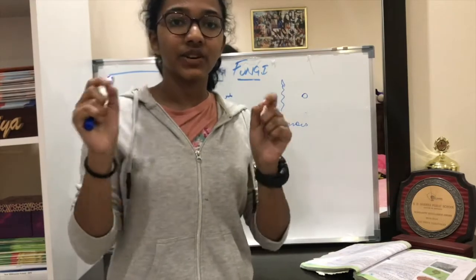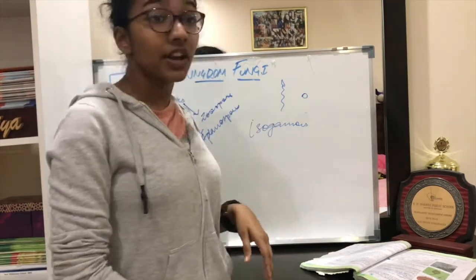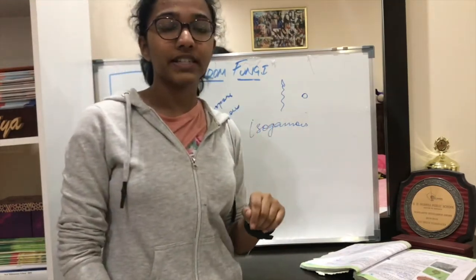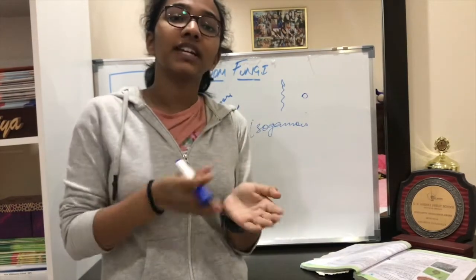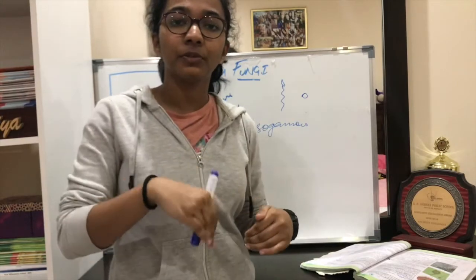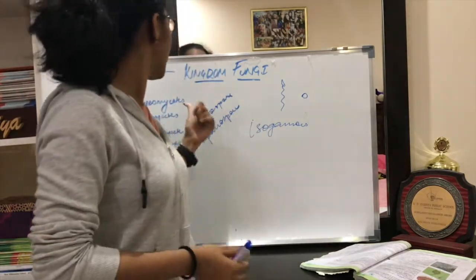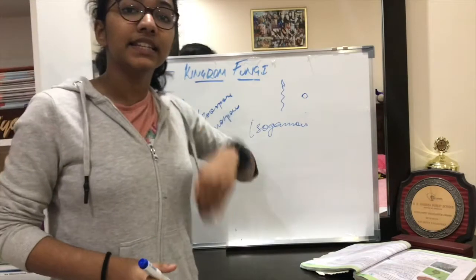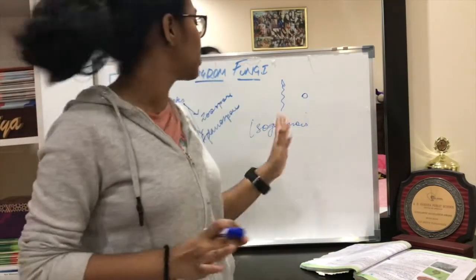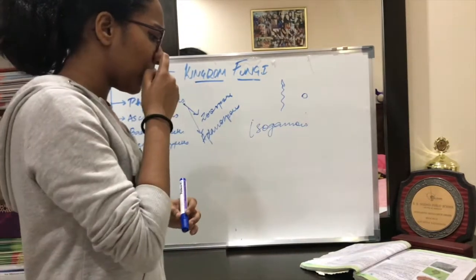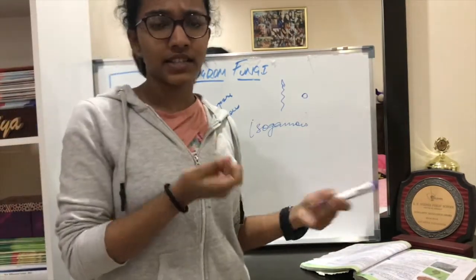Now what is the difference between endogenously and exogenously? If you remember, I talked about fruiting bodies. So fruiting bodies bear spores. The spores can either be produced inside the fruiting body or outside. Now in Phycomycetes, the spores are produced inside the fruiting body, and that's why they're known as endogenously produced zoospores or aplanospores. Now there are a few examples given in NCERT.